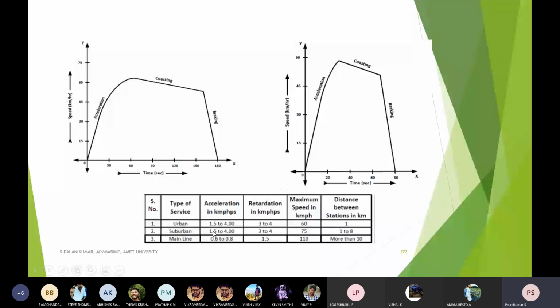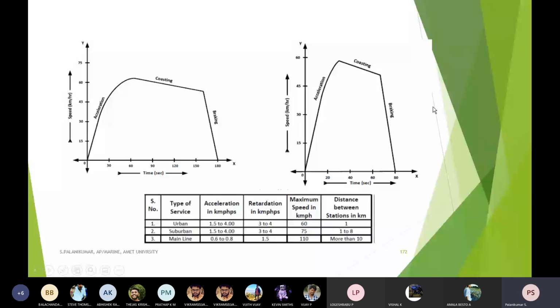Those who have missed the train at Egmore by 1 or 2 or 3 minutes will immediately catch the suburban train, and they will reach Mambalam before the mainline train reaches Mambalam, sometimes even Tambaram, because the acceleration is more and the retardation is also very quick. The speed is somewhat less, but because of the huge acceleration, and because the distance between stops is very small, this is the reason.